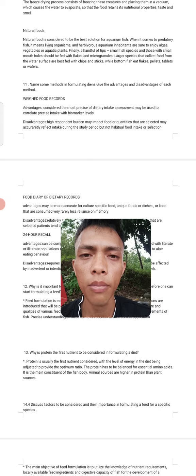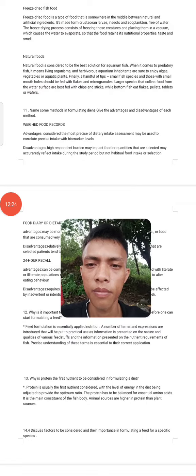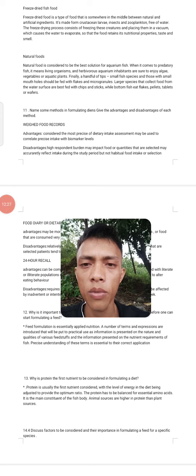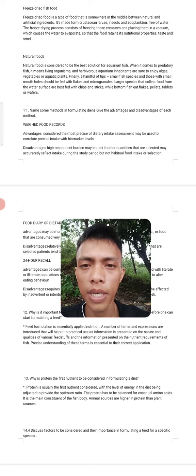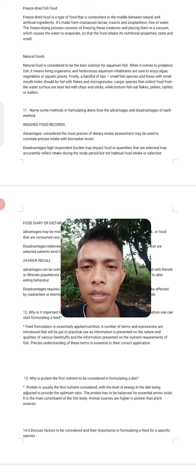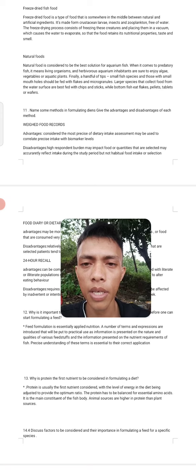11. Name some methods of assessing dietary intake. Give examples and disadvantages of each method. Weighed food records. Advantages. Considered the most precise dietary intake assessment, may be used to correlate precise intake with biomarker levels. Disadvantages. High respondent burden may impact food or quantities that are selected, may not accurately reflect intake during the study period, not habitual food intake or selections.